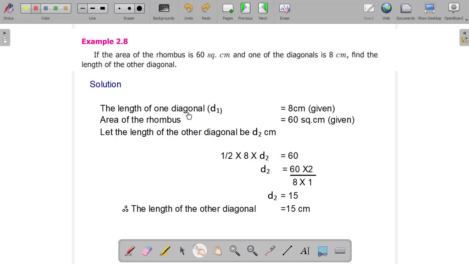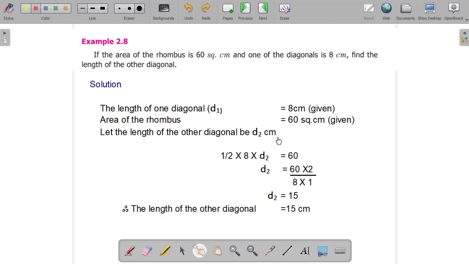The length of the one diagonal d1 is equal to 8 centimeter, that is given. Area of the rhombus is equal to 60 square centimeter, that is also given. So what do we have to do? We have to find the length of the other diagonal. So consider it as d2. Let the length of the other diagonal be d2 centimeter.